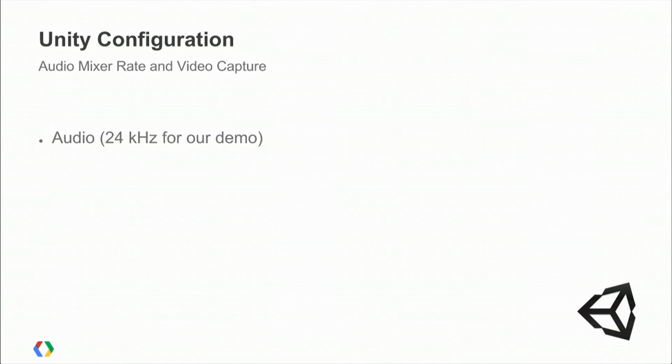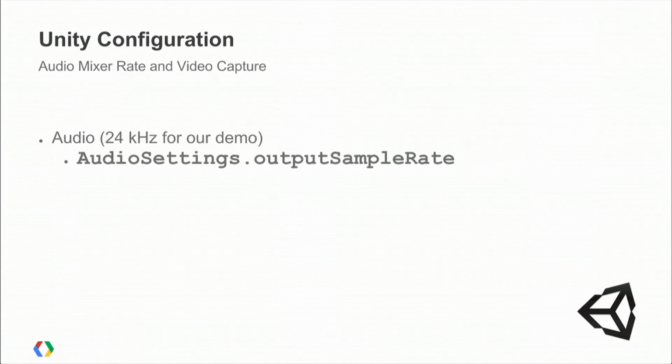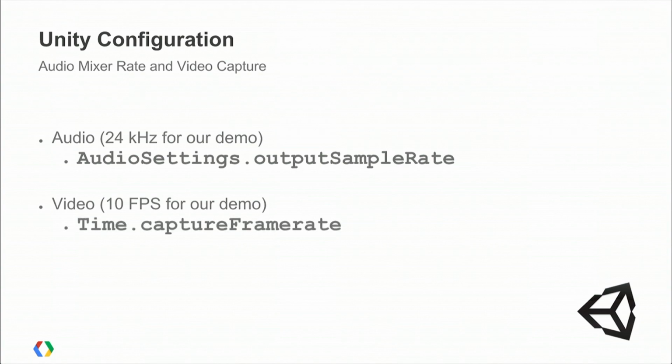We are actually capturing the audio at 24 kilohertz frequency. So this is the raw PCM data that you're going to be receiving in your application. You can actually configure that using audio settings, output sample rate. So this is something that you can configure in Unity. And then for video, I'm just using 10 frames per second right now.